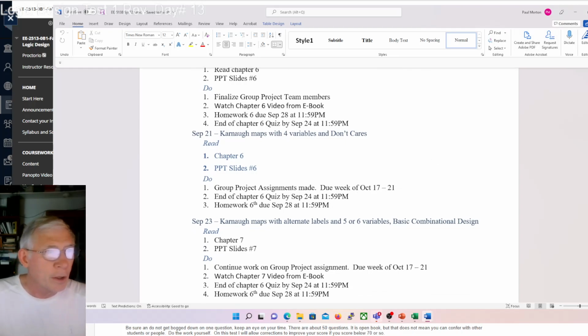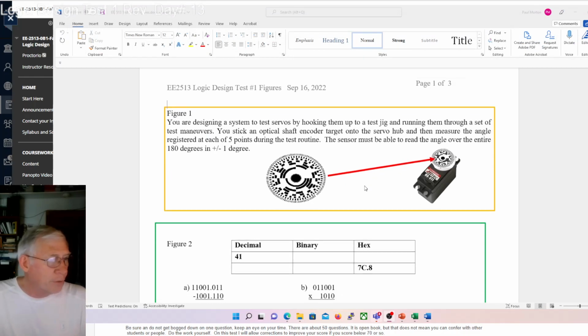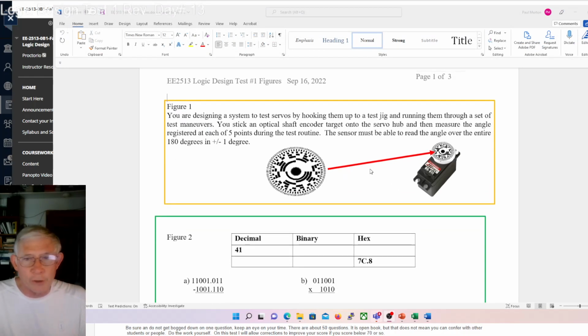All right, so now here are the figures. First, I'm going to go through and work all the figures on the test, and then I'll talk about them, maybe write some things down, and then if we have time, I'll go through some of the general questions and some other stuff. Okay, we'll start with the first one.